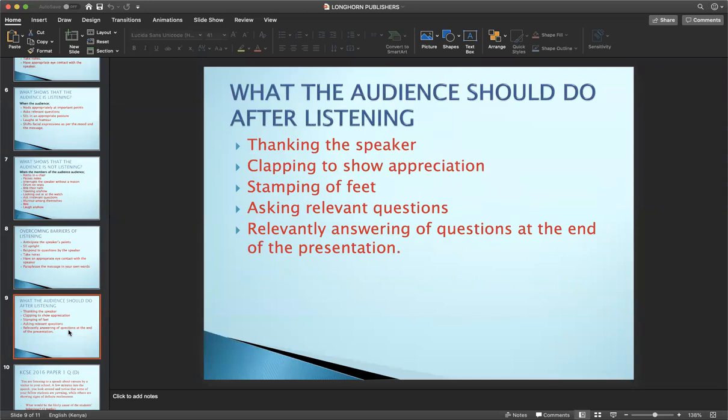What should the audience do after listening? One of the things that the audience should and must do is thanking the speaker. That is one of the things that an audience should do. Maybe by a vote of thanks by one of them. Then there is clapping to show appreciation. The audience can stamp their feet.